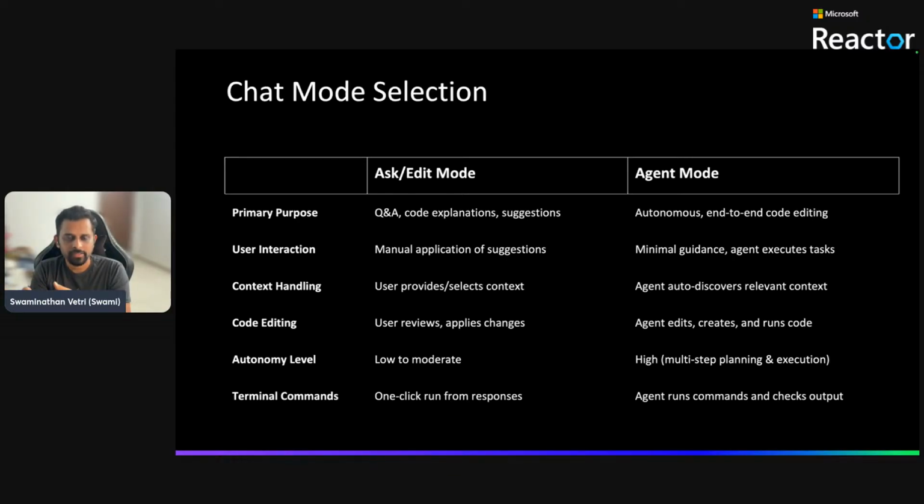So it's with minimal guidance. In this interaction, the agent will execute the task. And with respect to context handling, the user will provide or select the context. You choose which files you want to be given as a context, and then you ask the question, or you ask the Copilot to edit it. But in the case of agent mode, the agent auto-discovers the relevant context. And when it comes to code editing, the user reviews the code and then we apply the changes. But in the agent mode, the agent will automatically edit, create, and run the code, right? And the autonomy level is low to moderate here, and in the agent mode, it is high.